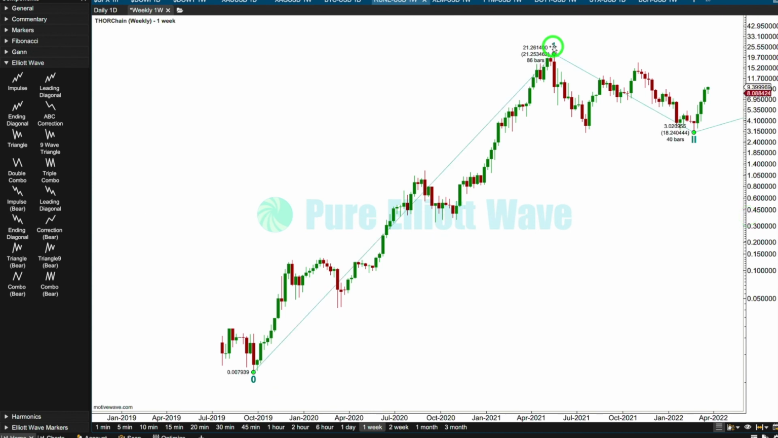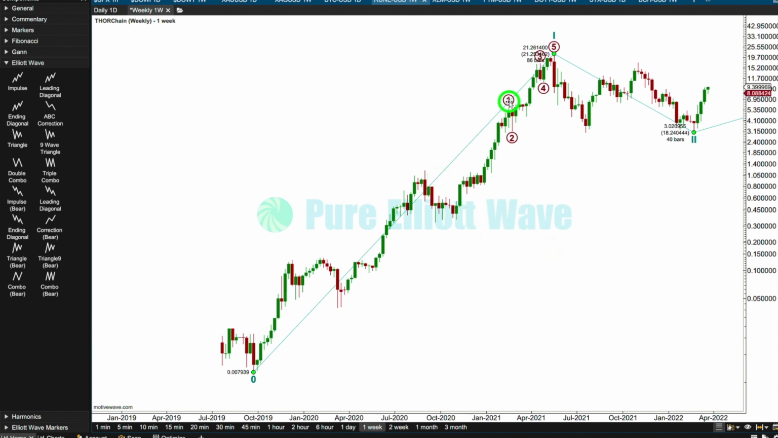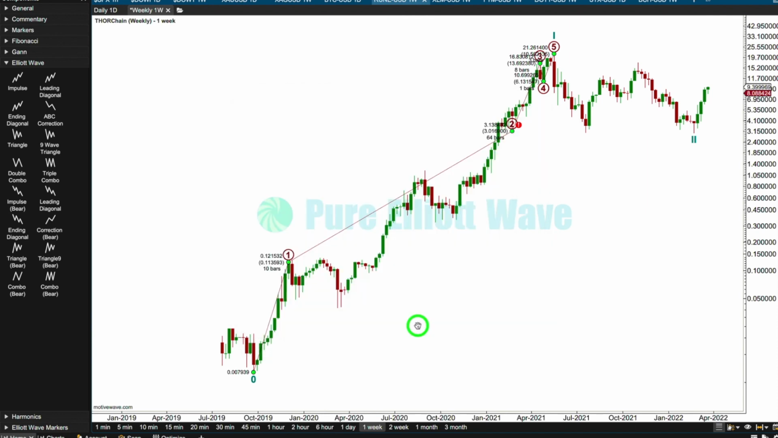So let's see if cycle 1 subdivides as an impulse. Looks pretty good as an impulse, doesn't it? No, I wouldn't put that there at all. What are you doing, MotiveWave? No, put that. Go away. Put this here, thank you. That's better. That looks good.